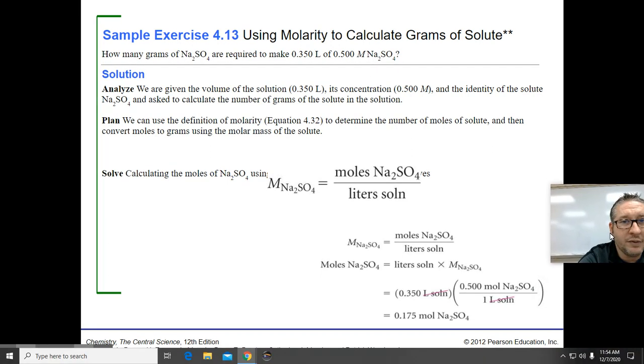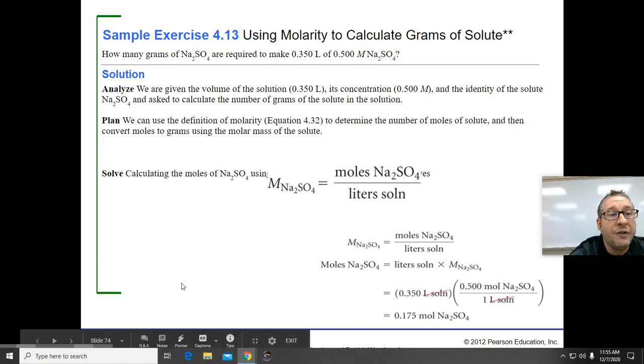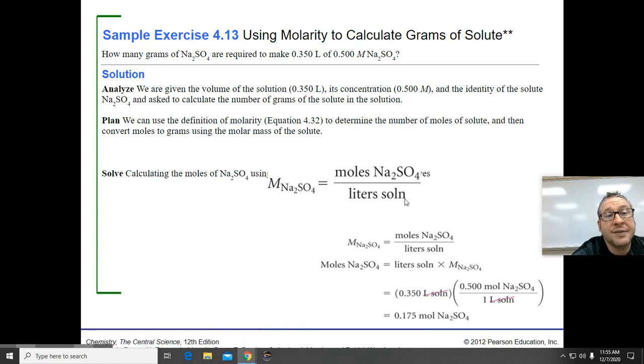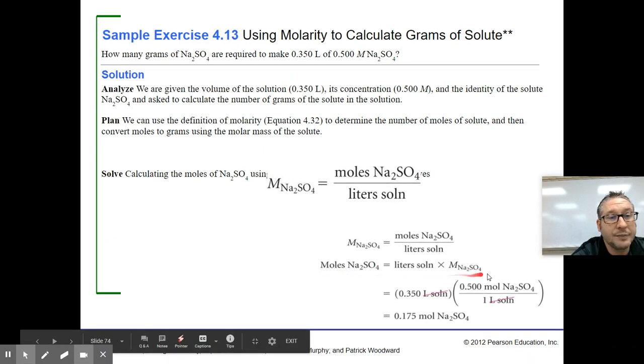Okay, I'm just going to move this over here. So we've got to take our molarity equation, moles over liters of solution, and we need to rearrange it to solve for moles. We can do that by taking liters of solution and multiplying it on both sides, and we get this new formula right here.